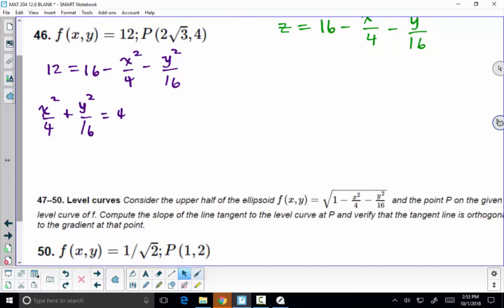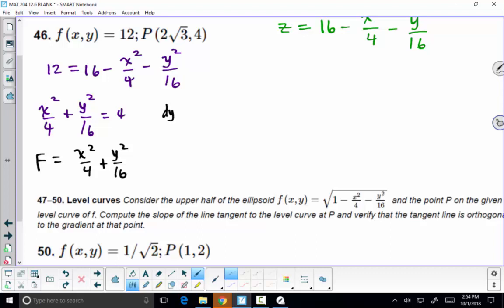Let's define capital F to be just the left side of this thing. The constant goes away, right? The constant we don't care about. We're about to partially differentiate, and the partial of a constant is 0. So then dy dx is minus f sub x over f sub y.